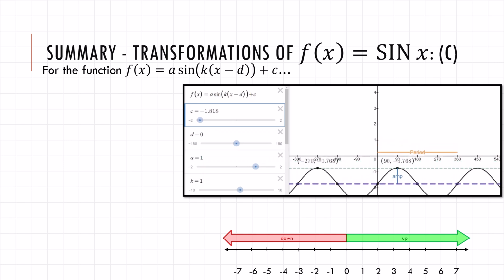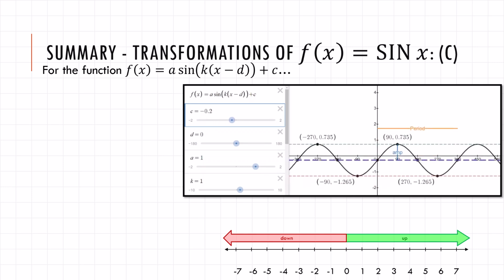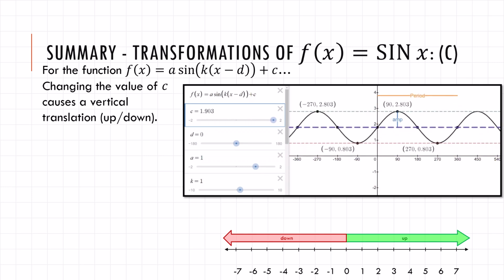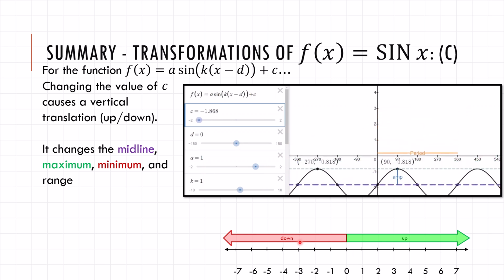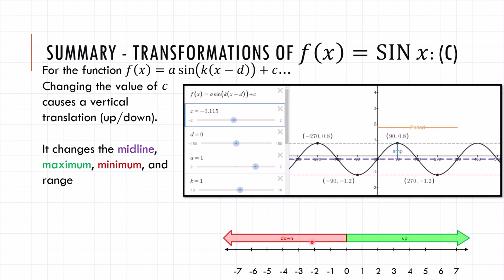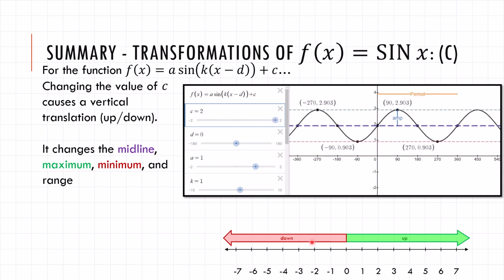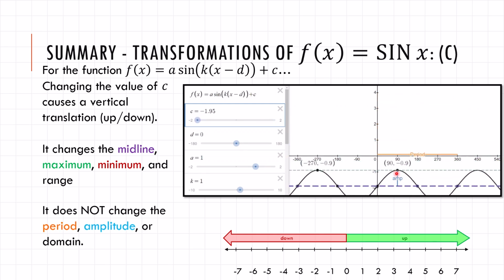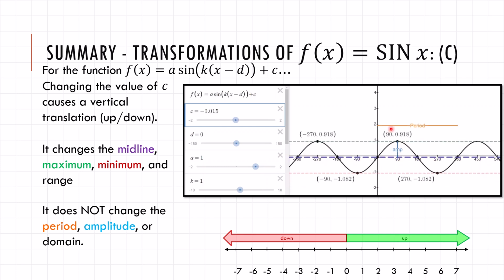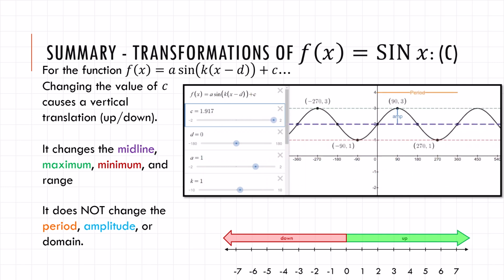Finally, we have c, and as you can see, the function is being translated up or down. When c is positive, it goes up. When c is negative, it goes down. And that, of course, affects the midline, the maximum, the minimum, and the range. It does not, as you can see here, change the amplitude. It doesn't even change the size of the period.